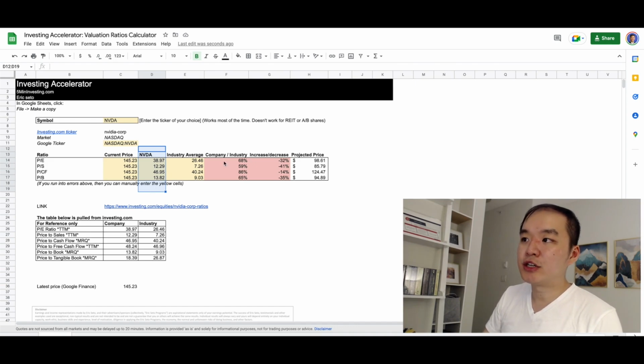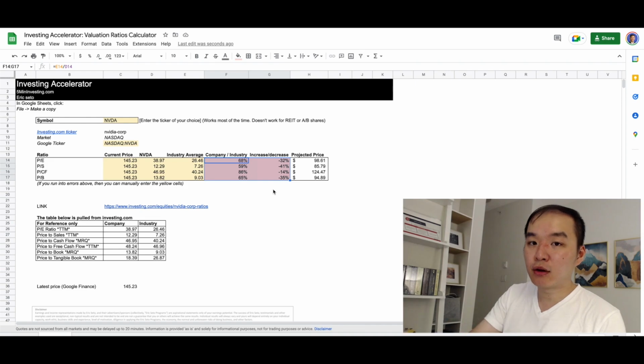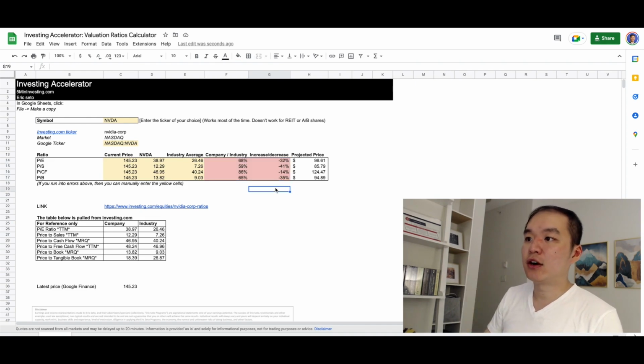So looking at the ratios, you'll see that it is not very helpful. It actually suggests that Nvidia might go lower. But then if you look at the fundamental analysis of Nvidia and what they're trying to do in terms of expansion, then chances are you would be more bullish on Nvidia instead of having a negative view.